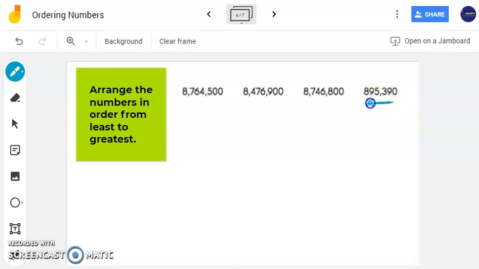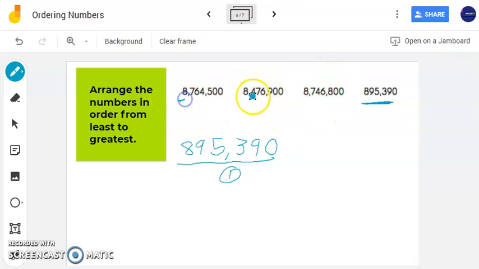I notice this number right away. I don't go into the millions. It's only a 6-digit number. So right away, this number, 895,390, that is my smallest number. Now I need to organize these three. I notice all three have a digit 8 in the millions place.